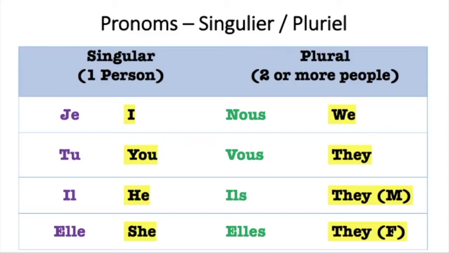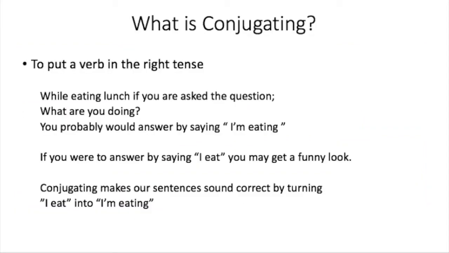So before we get into the examples of conjugating, let's just quickly go over what conjugating is, because this was kind of confusing for me when I was a kid. So what is conjugating? It basically means to put a verb in the right tense. Let's say hypothetically you're eating lunch and somebody asks you the question, what are you doing? You probably would answer by saying, I'm eating. If you were to answer by saying, I eat, you may get a funny look by that person. So essentially what conjugating does is it makes our sentences sound correct by turning I eat into I'm eating. I hope that makes a little bit more sense about what conjugating is and why it's important to conjugate.